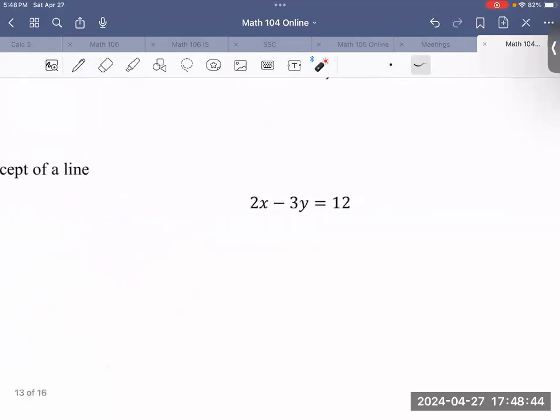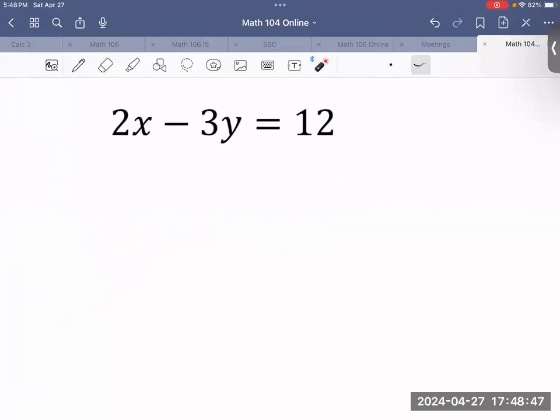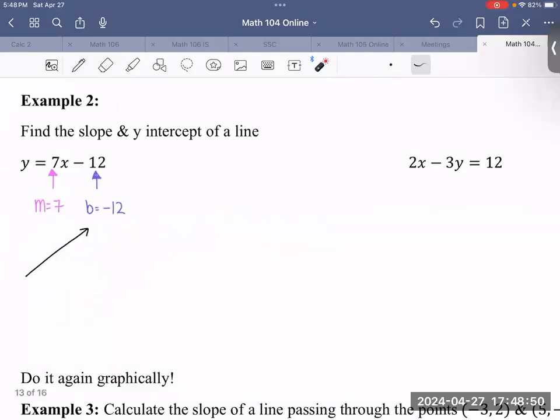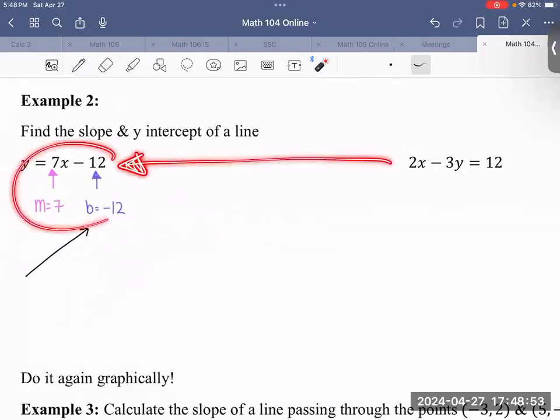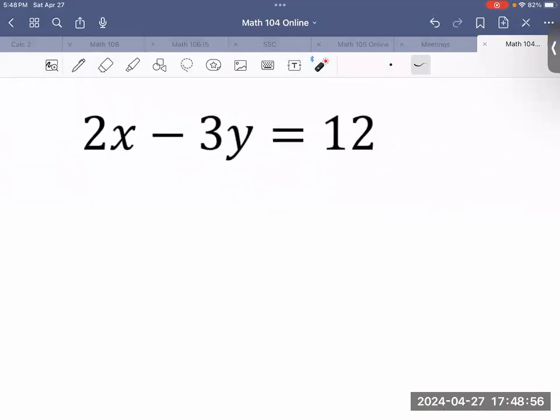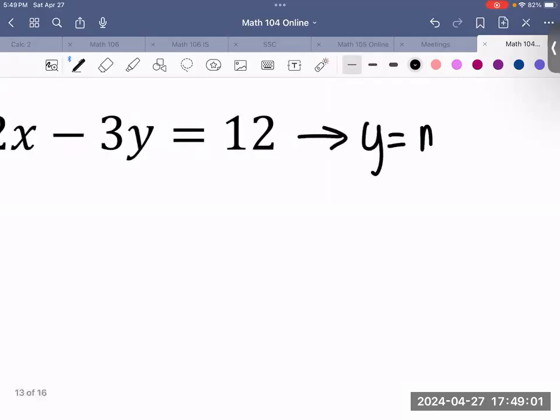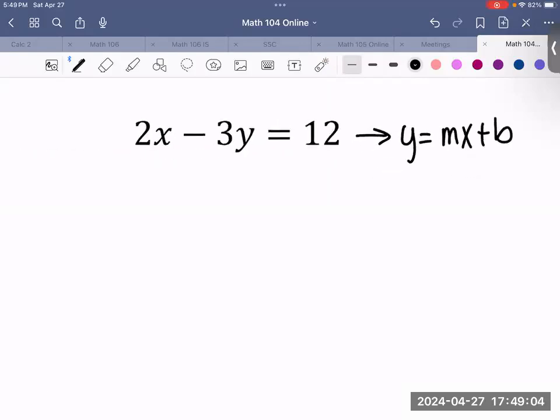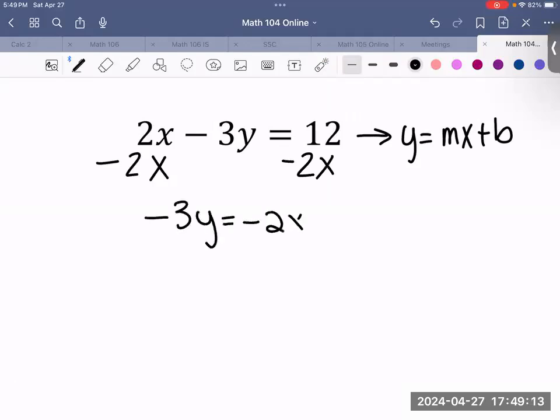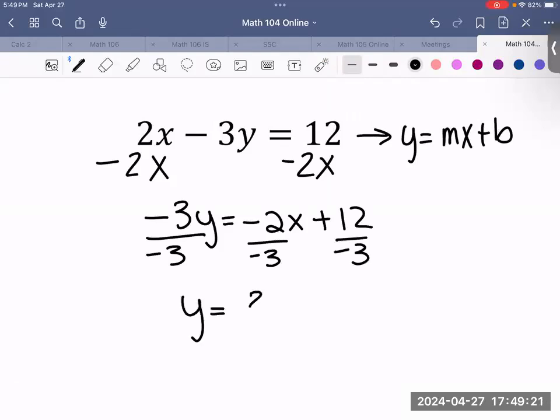Now, on this next one, it doesn't exactly give it to us. So instead, we might want to transform it into a line that looks kind of like this one, because notice how easy that was to start. So let's transform it into y equals mx plus b. That means subtract 2x to the other side. -3y is equal to -2x plus 12, and divide all by -3. y is equal to 2/3 x minus 4.